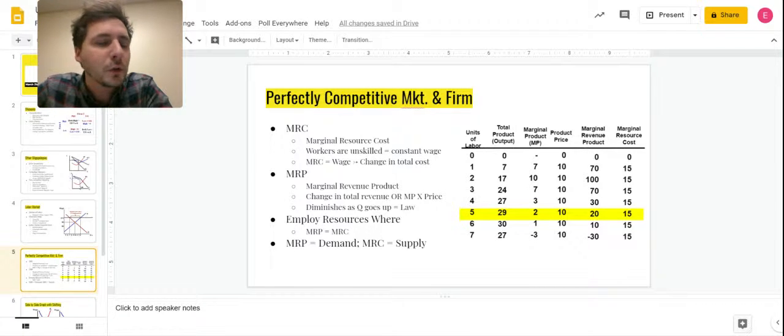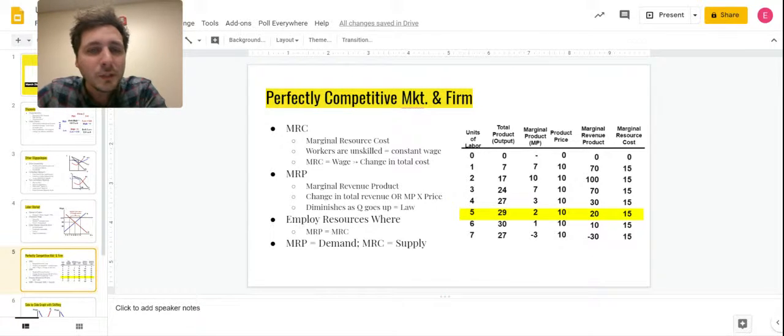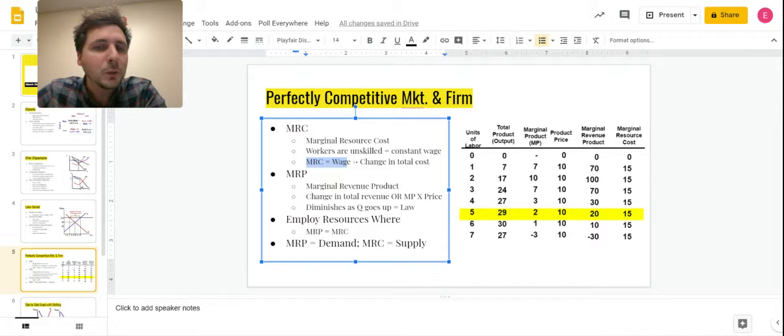So for the individual firm in the labor market, we call it marginal resource cost. That's the cost of actually hiring that worker, right? The additional cost for one additional worker. And so in a perfectly competitive market, MRC or marginal resource cost is actually equal to wage, right? Right here, equal to wage.